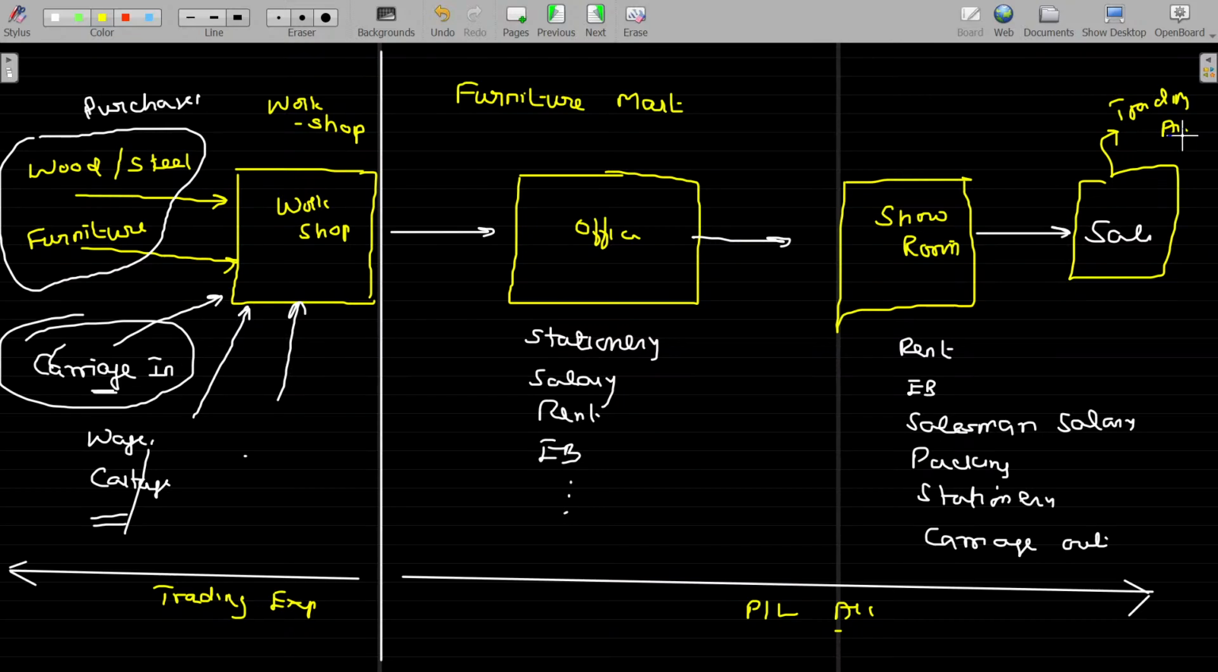Okay, there is a term called wages and salary, wages alone, and salary alone. Wages: will it come in the trading account or P&L account? Wherever it may be, it will come. It will come in the trading account as well as in the P&L account also.